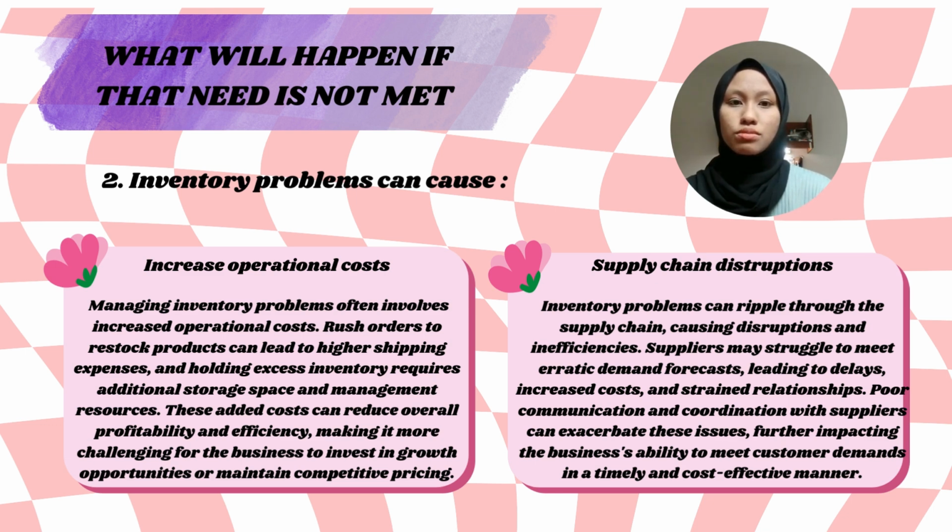Supply chain disruptions. Inventory problems can ripple through supply chains, causing disruptions and inefficiencies. Suppliers may struggle to meet erratic demand forecasts, leading to delays, increased costs, and strained relationships. Poor communication and coordination with suppliers can exacerbate these issues, further impacting the business's ability to meet customer demands in a timely and cost-effective manner.